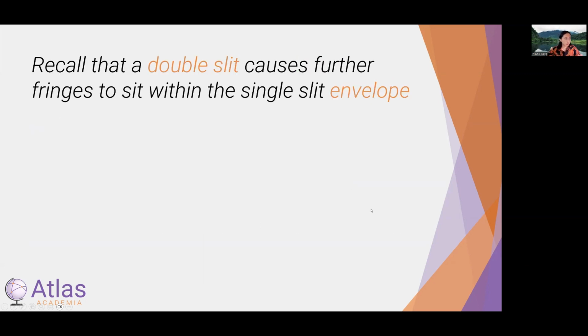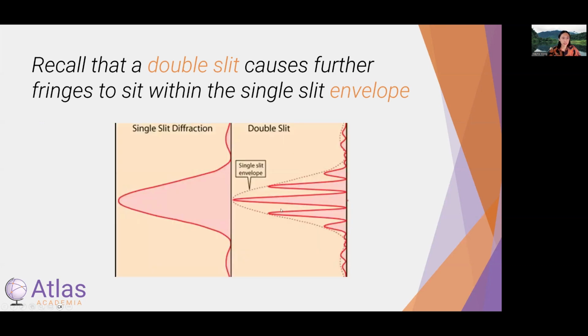Recall, a double slit causes further fringes to sit within the single slit envelope. If this is my single slit diffraction pattern, and then I add a second slit of the exact same size as that first one, then it's going to create a new pattern that looks like this. And what we critically see with this new pattern is that it sits within that first initial pattern. So we call this first initial pattern the single slit envelope, because it's sort of enveloping the entirety of our double slit pattern.